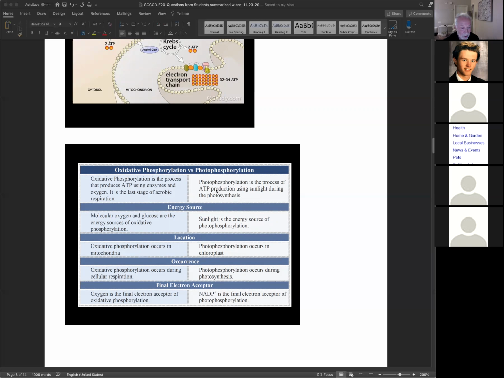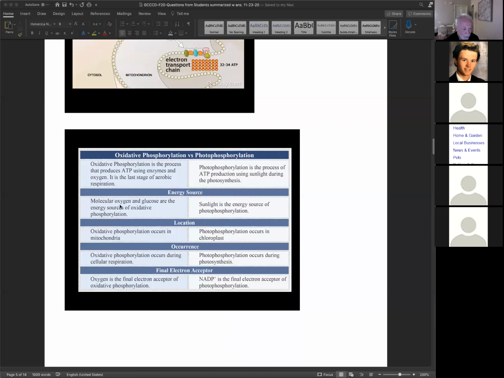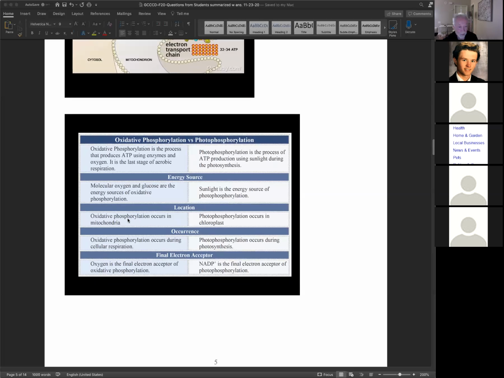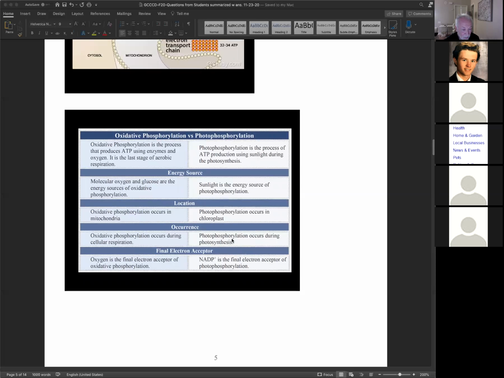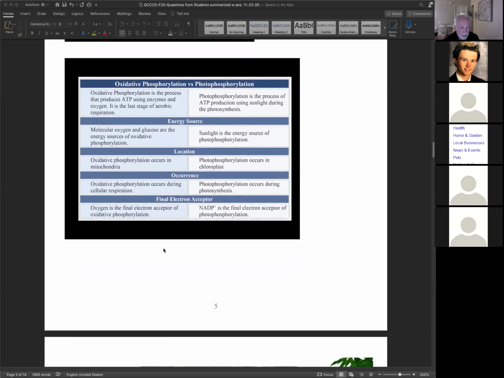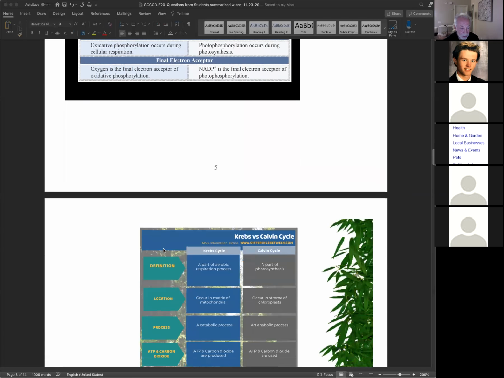Photophosphorylation produces ATP also, but the source of energy now is not glucose, it's sunlight. The energy source is oxygen and glucose in the Krebs cycle, sunlight in photosynthesis. Oxidative phosphorylation occurs in the mitochondria, photophosphorylation in the chloroplast. Oxidative is in cellular respiration, photophosphorylation is in photosynthesis, and the final acceptors are different in the two. So that's included just to help you think about it.